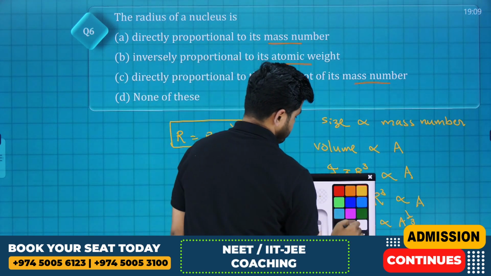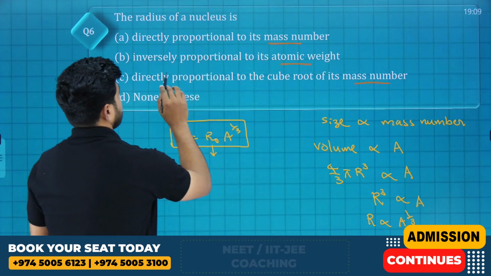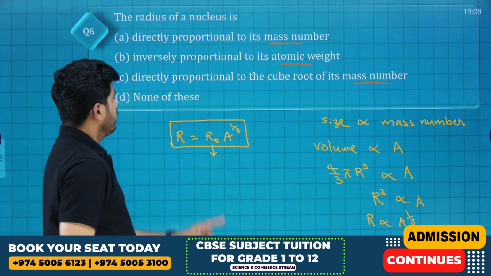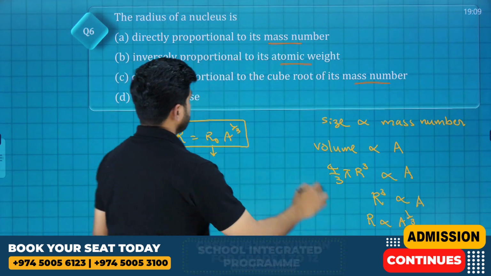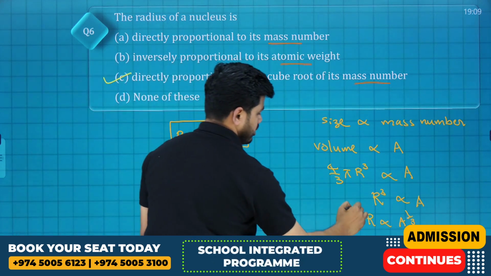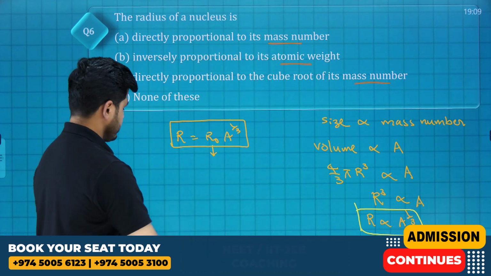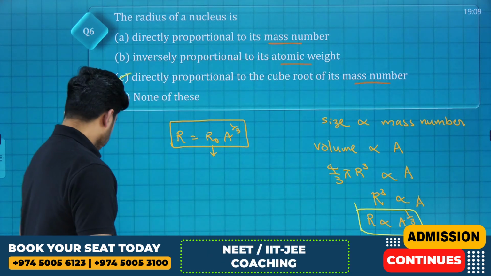So now look at the options given. We can say directly proportional to its mass number, inversely proportional to the atomic weight, directly proportional to the cube root of the mass number. See, R is directly proportional to A raised to 1/3. Right. So that is the correct option, option C. Okay.